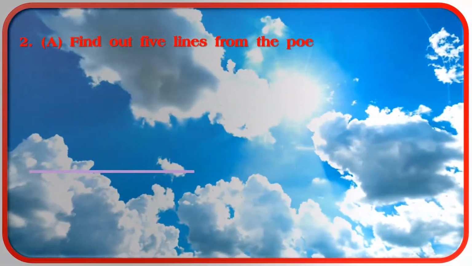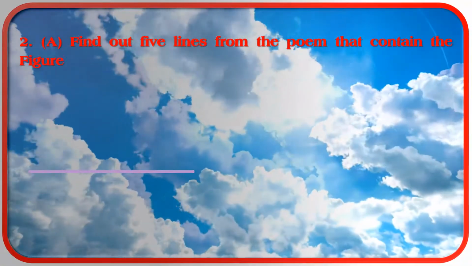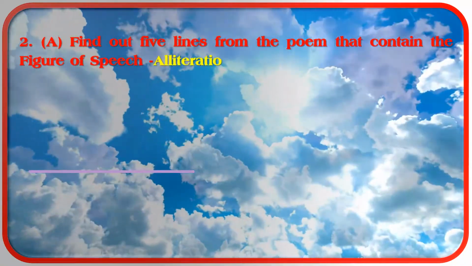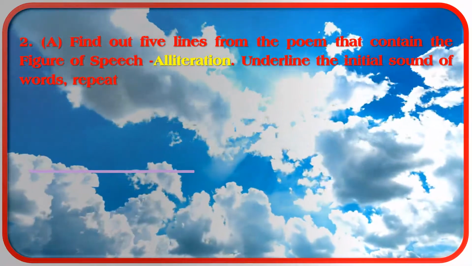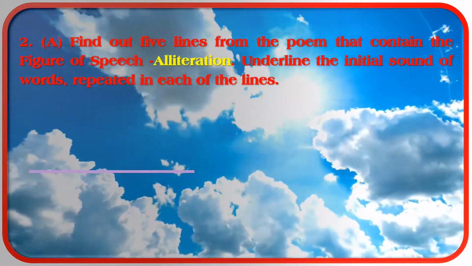Question 2a. Find out 5 lines from the poem that contain the figure of speech alliteration. Underline the initial sound of words repeated in each of the lines.